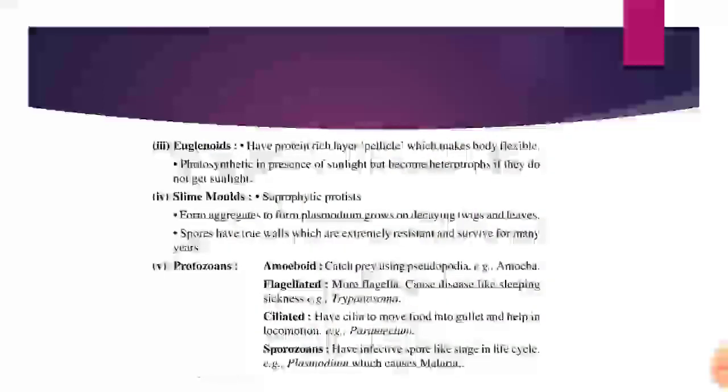Euglenoids have a protein-rich layer called pellicle, which makes the body flexible. Photosynthetic in the presence of sunlight, but they become heterotrophs if they do not get sunlight. Slime molds are saprophytic protista. These form aggregates to form plasmodium. These grow on decaying twigs and leaves. Spores have true walls which are extremely resistant and survive for many years.